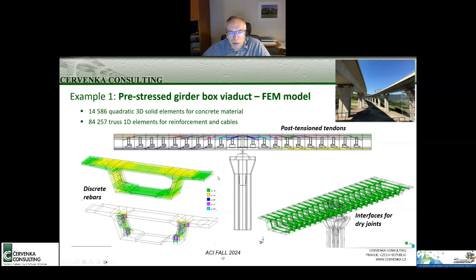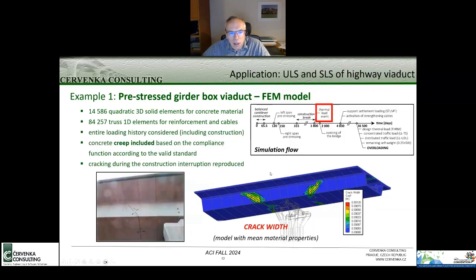We simulated this section of the bridge to capture some cracking which was observed. So a very detailed model was created, or can be created, within our software. Here you see the segments, you see the pre-stressing tendons, you see the modeling of the reinforcement inside each segment. So the reinforcement can be very effectively taken into account. Also the contacts between the segments.